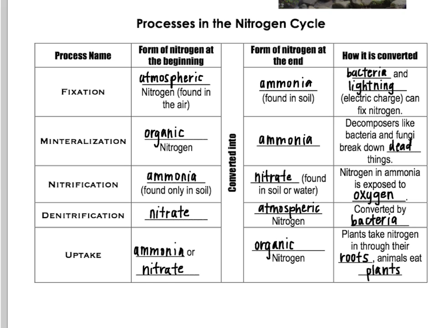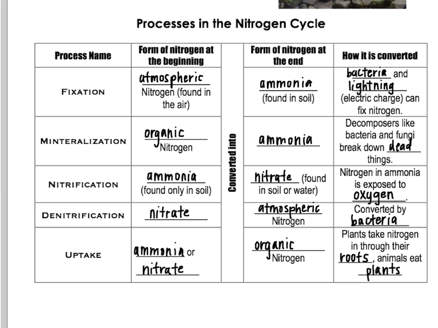Uptake is very simple. It's just where plants or animals take nitrogen up into their system to become part of their body. So it can either start out as ammonia or nitrate, and that means it's either going to be in the soil or it's going to be in water, and it's converted into organic nitrogen or made part of the organism. If you're a plant, that means you're taking it up through the roots. If you're an animal, that means you're eating plants that have made nitrogen a part of their organism already. So those are the processes in the nitrogen cycle.